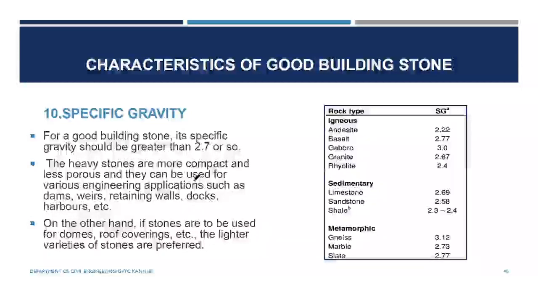Specific gravity is actually a relative density: how many times denser it is than water. What is the specific gravity of water? It is 1. What is it for a good building stone? The standard is 2.7. That means it has 2.7 times the specific gravity of water. If a stone is dipped in water, the stone stays below and the water stays above. That is what specific gravity means.